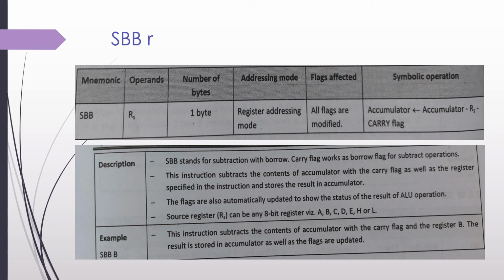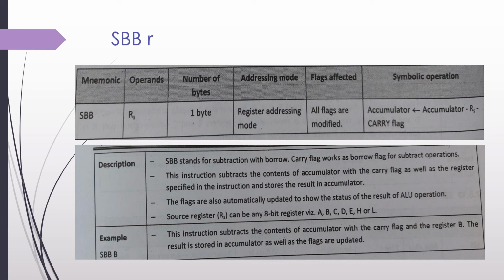Okay. The next instruction under subtraction is SBB R. As we have seen, SUB R was only A minus R. Here we are taking care of the borrow that might be possible while subtracting. That borrow is nothing but the carry content in the 8085. So whatever the carry content is, it is considered as the borrow, and then that content and the register content together are subtracted from the accumulator and the result is placed in the accumulator.